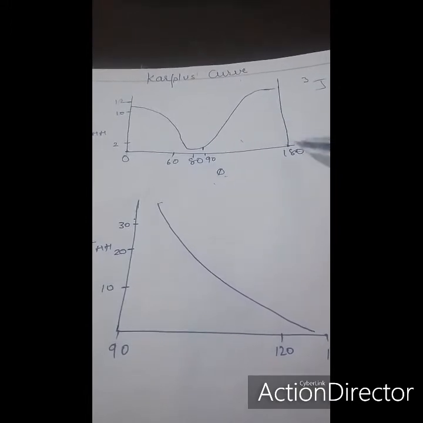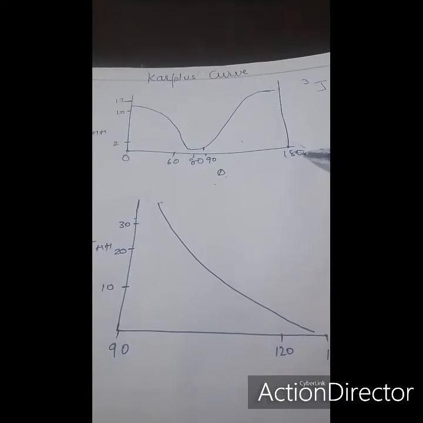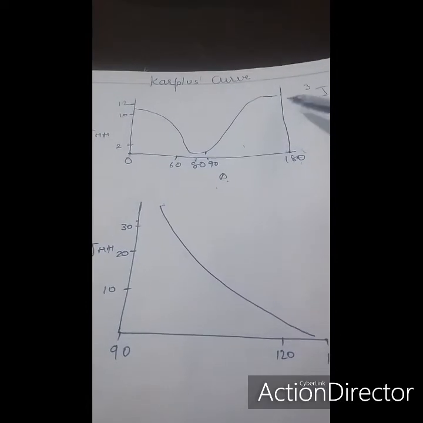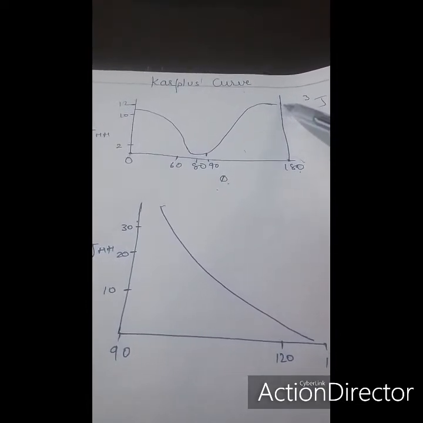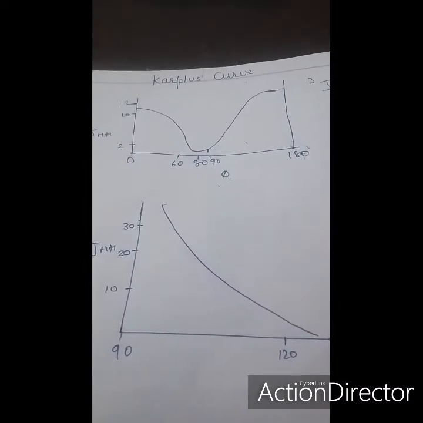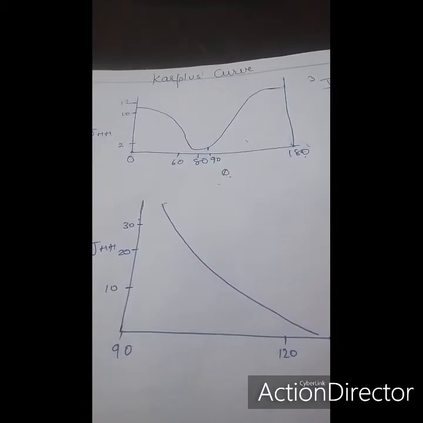60. So if you see at 180 degrees, the coupling constant will be maximum. That is when the two hydrogens are opposite to each other. That is, you can say anti-periplanar. So it is the most effective overlap of the orbitals.